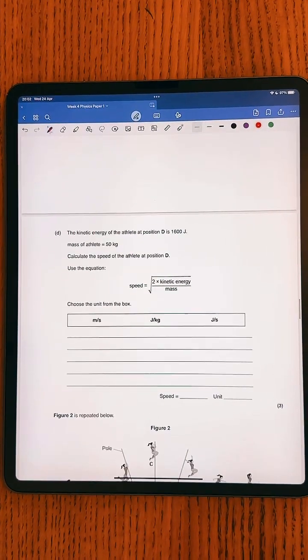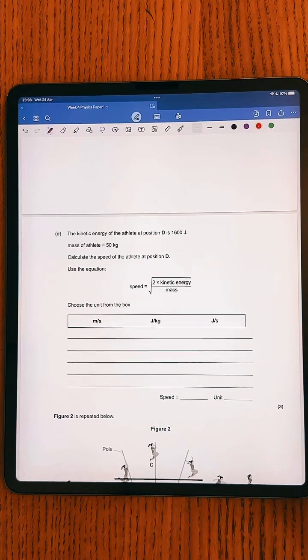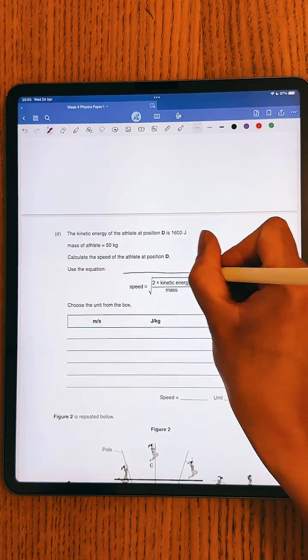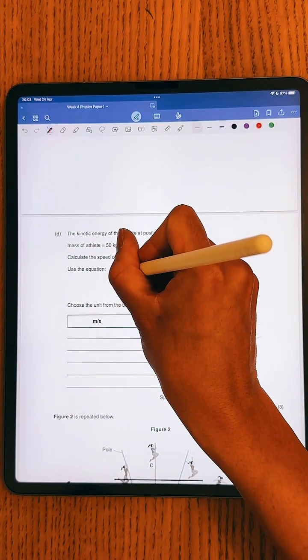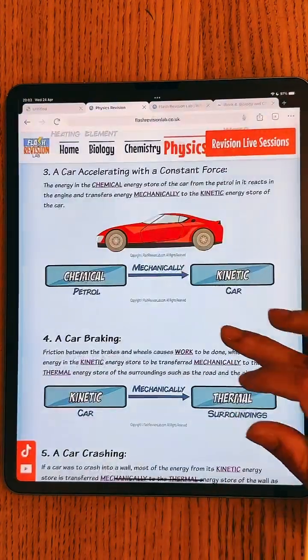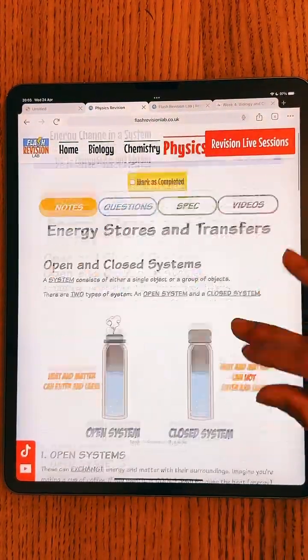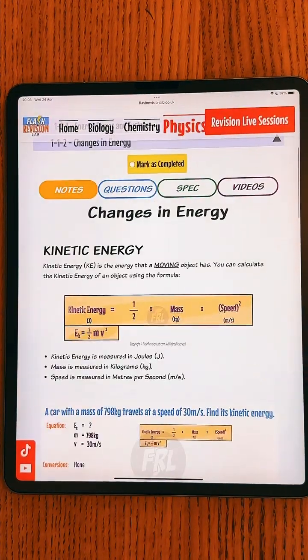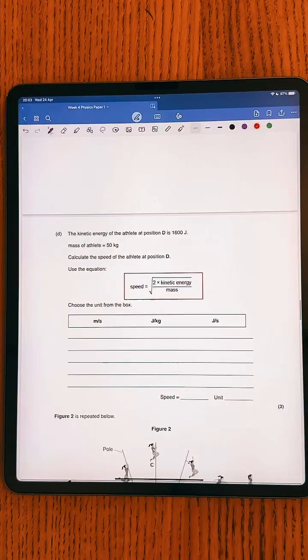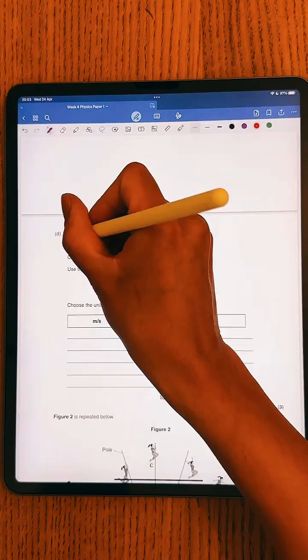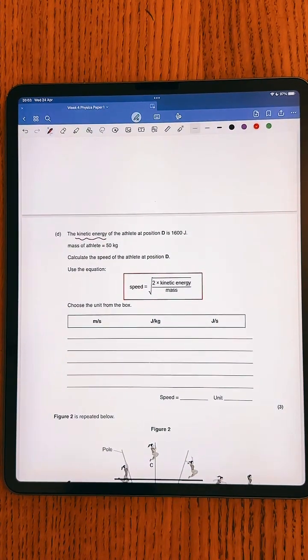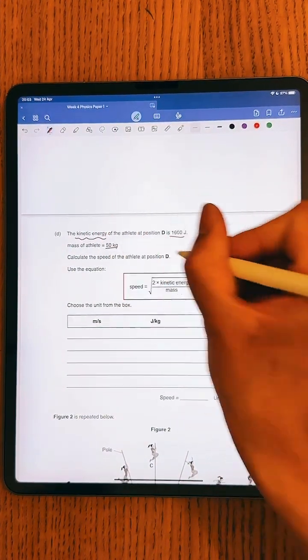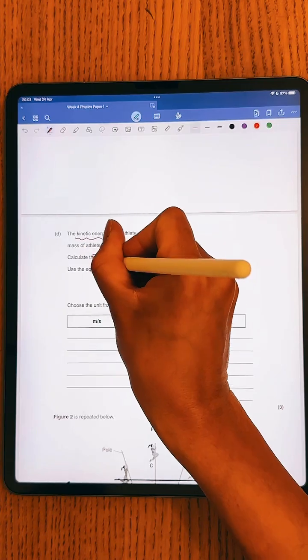Okay. Kinetic energy of the athlete at position D is 1,600 joules. The mass is 50 kilograms. Still calculate the speed. So again, they've been nice. They've given you the rearranged version of the equation. But let me show you how to rearrange it, because most of the time they ask you to rearrange the kinetic energy equation. Okay, so you know it's kinetic energy because they've told you here. They've given us energy, they've given us mass, and they want us to work out speed.